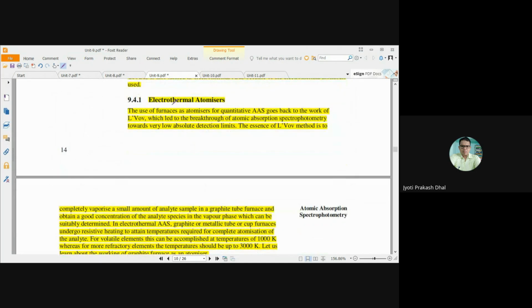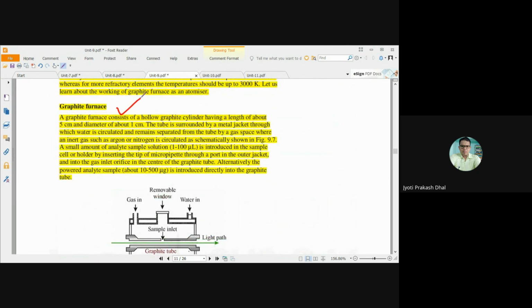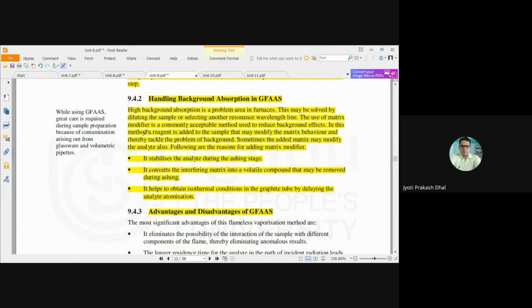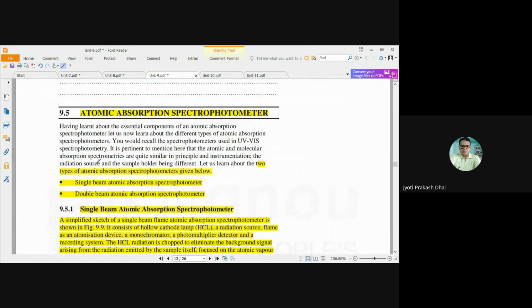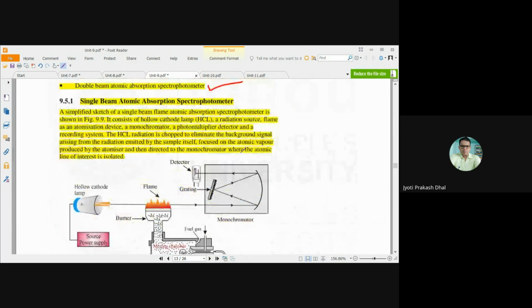And now the next one is the electrothermal atomizer. So here the graphite furnace is there. Instead of using a flame, a graphite furnace is used. Then atomic absorption spectrophotometers. Two types of atomic absorption spectrophotometers are given below: the first one is the single beam atomic absorption spectrophotometer, and then the double beam atomic absorption spectrophotometer.